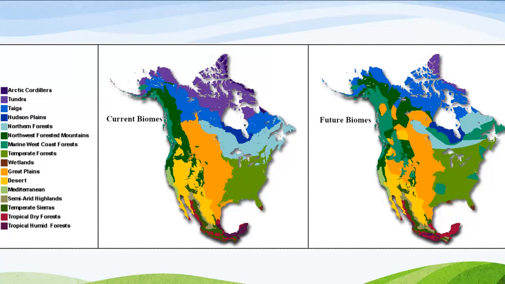Well, we're going to have more grasslands. We're going to have less desert, right? This is because the temperature and the precipitation patterns will change. And that's because climate is changing. Climate's all about temperature and precipitation over a long period of time.